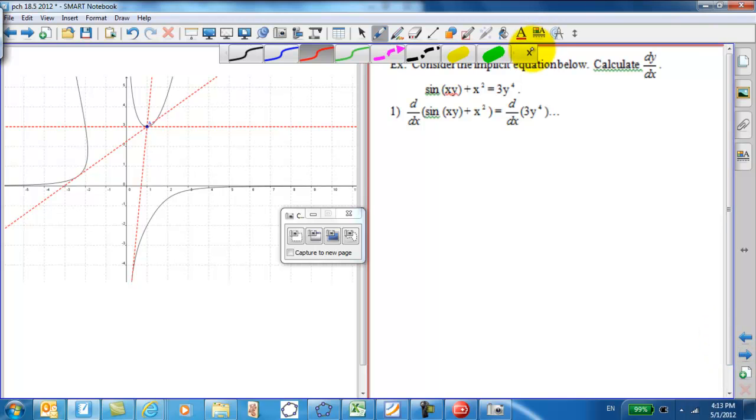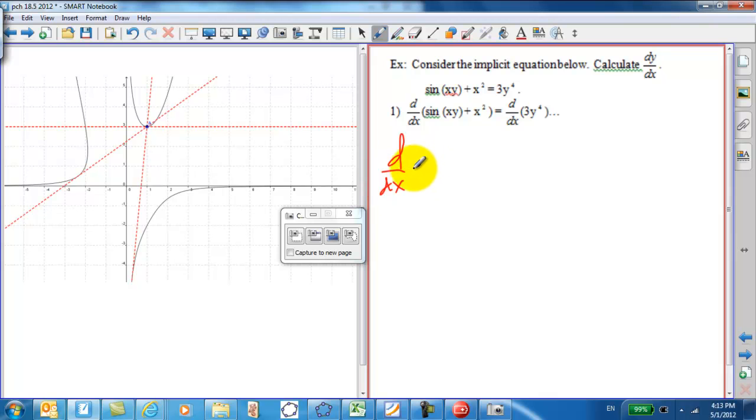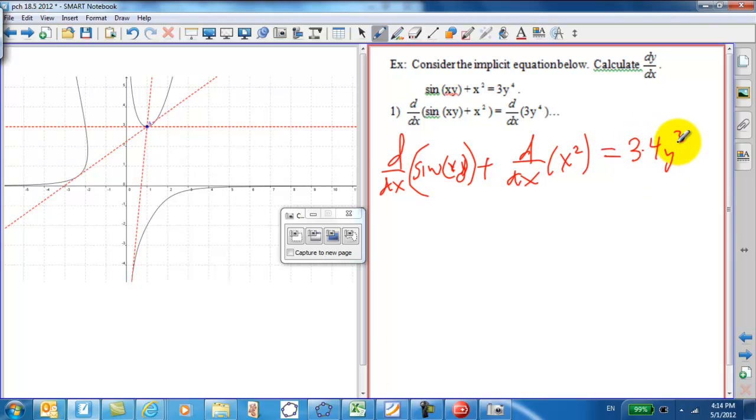Now let's do another one. Consider the implicit equation below. Calculate dy dx. So the derivative of sine of xy plus x squared equals 3y to the fourth. Take the derivative with respect to x of both sides. So now it's the derivative with respect to x of the sine of xy plus the derivative with respect to x of x squared equals the derivative of 3y to the fourth. Well, that's going to be 3 times 4y to the third dy dx.